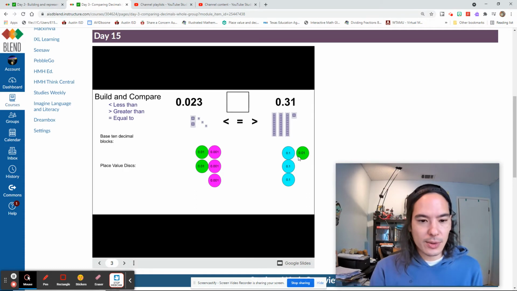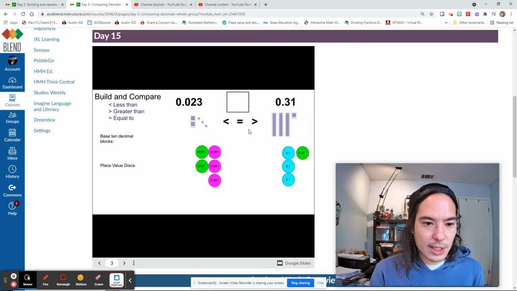If we compared these two things, 10 hundredths make a tenth. So we would need 10 of these green circles to make even one of these blue circles. This tells us that 31 hundredths is larger than 23 thousandths because we already have 3 blue discs, which are worth 10 green discs each. And remember, 10 of the pink discs equals 1 of the green discs.